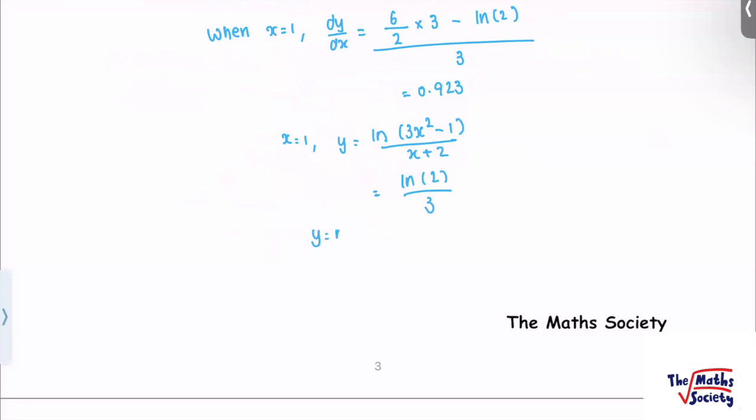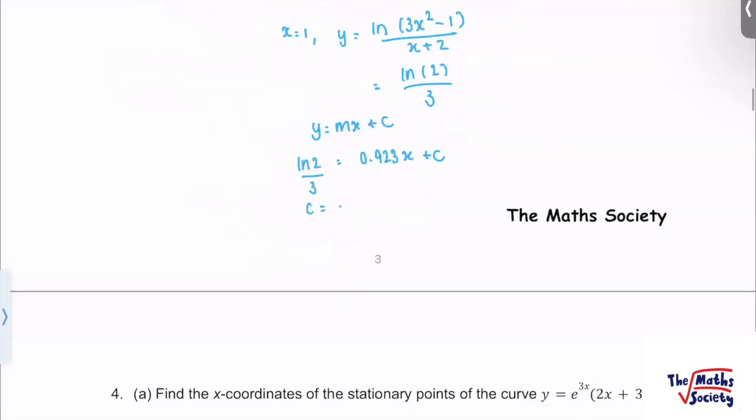So y equal to mx plus c, right? So we know that the gradient is here. So that's ln 2 by 3 equals 0.923 times x plus c. And you find for c, c is going to equal minus 0.692. So therefore, y is equal to 0.923x minus 0.692, and that is your equation.